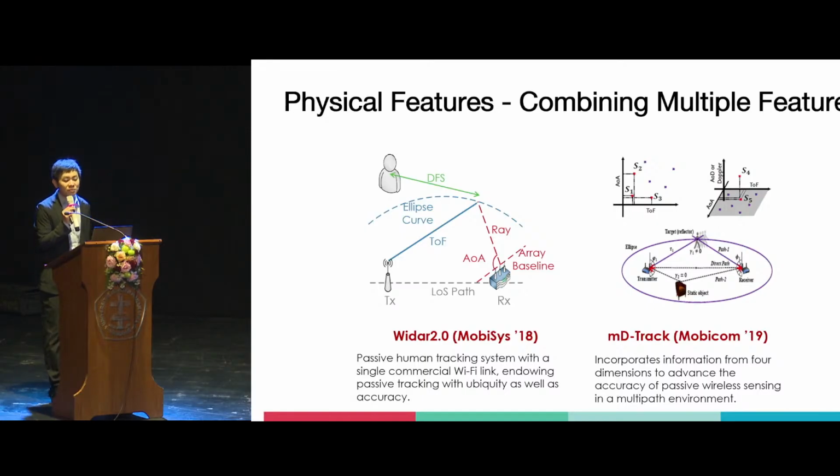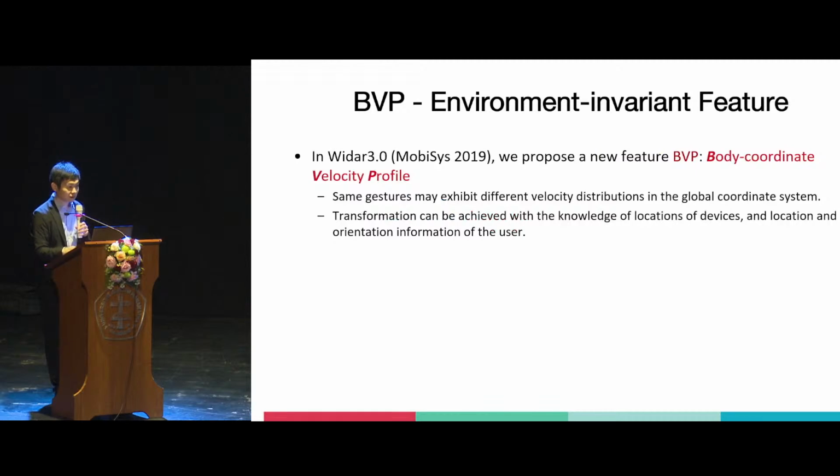Okay, some follow-up works such as Widar2 and MD-Track combine the AOA, TOF, and the DFS in a more integrated way. By jointly using these three features, they can achieve more accurate localization and sensing in rich multipath conditions. However, although these features can describe geometry very well, they are very sensitive to the environment.